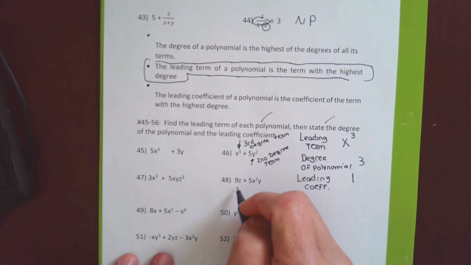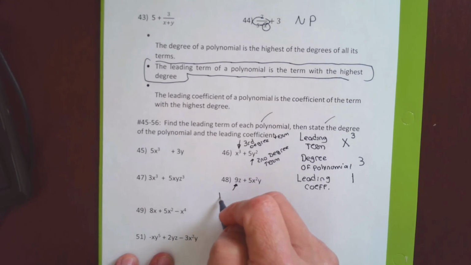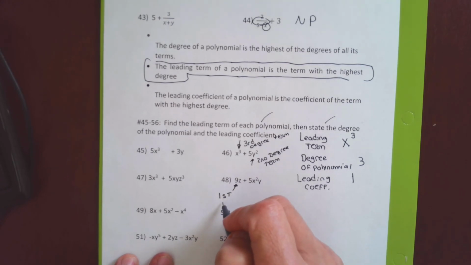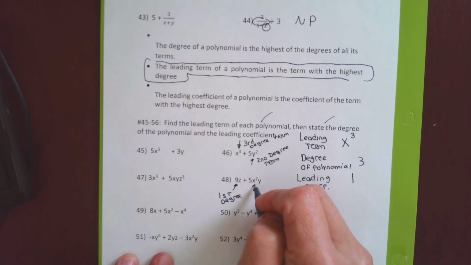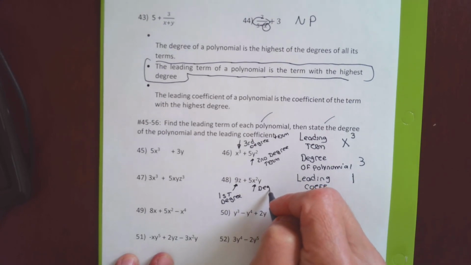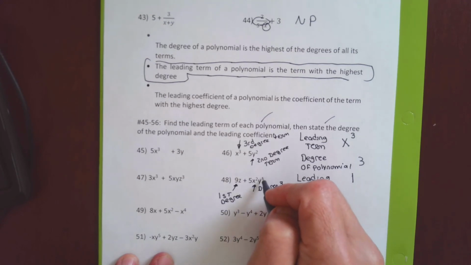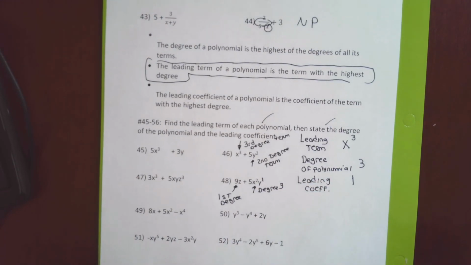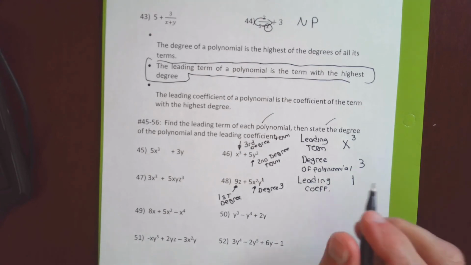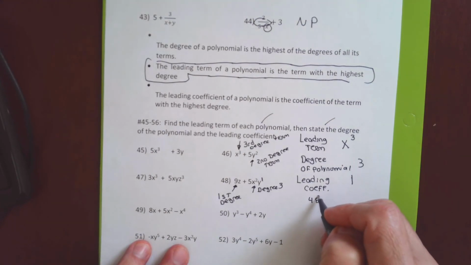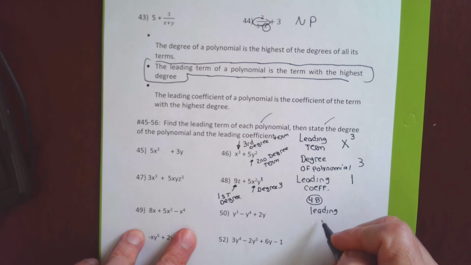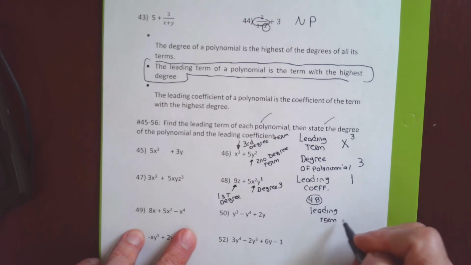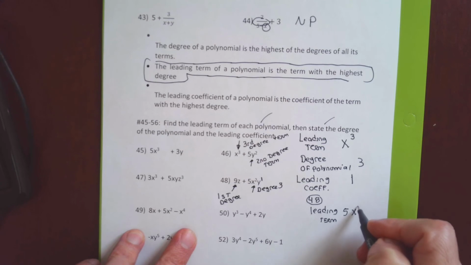When I look at problem 48, it's a binomial. The first monomial, or the first term, has a degree of 1 because the exponent on the z is 1. The second term has a degree of 3 because I just add the exponents of the x and the y and get a 3. So in problem 48, the leading term, even though it's written second, is the 5x squared y.